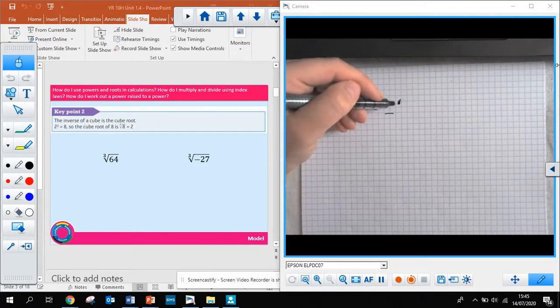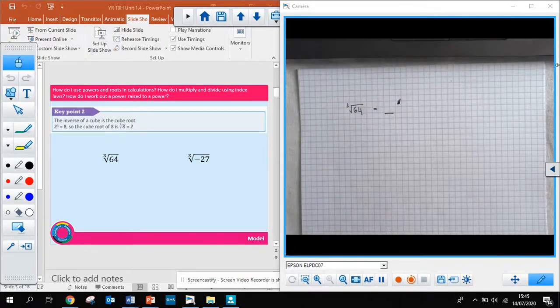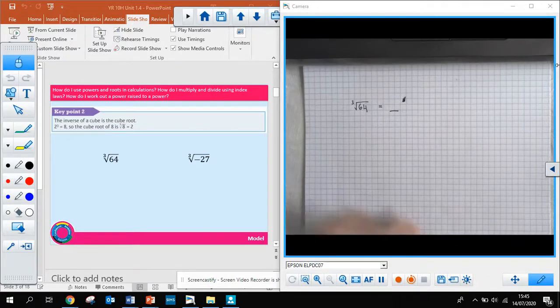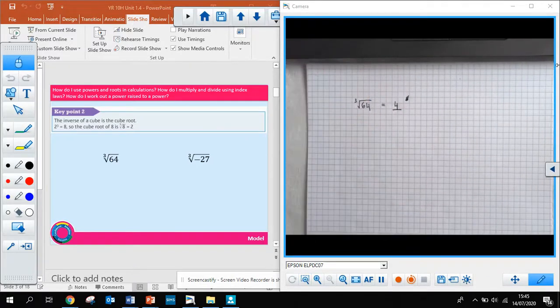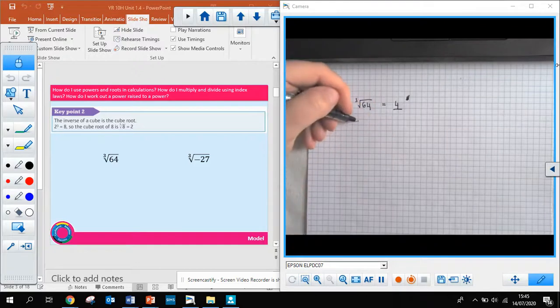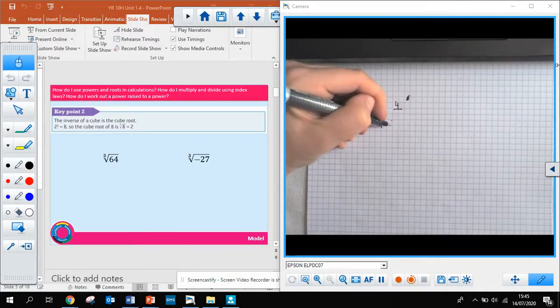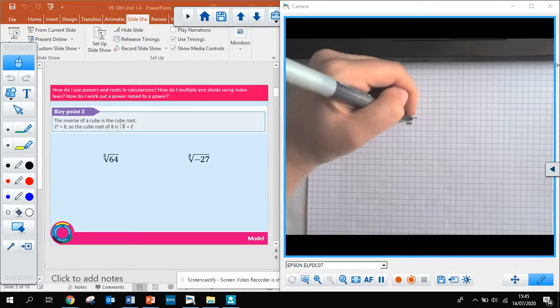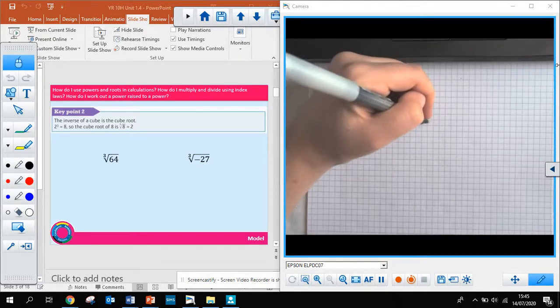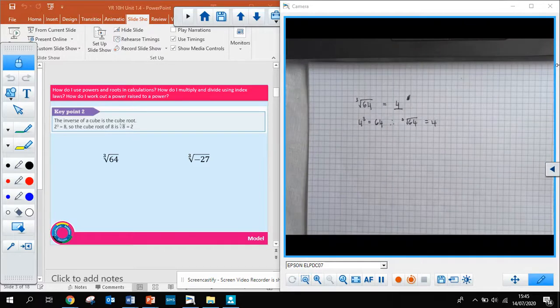Okay, and the cube isn't going to be in the answer. So what is the cube root of 64? Well, it's 4. This one we've looked at a few times now. Because 4 cubed is 64. Therefore, the cube root of 64 is 4. Okay? It's the inverse. The opposite of cubing is cube rooting.